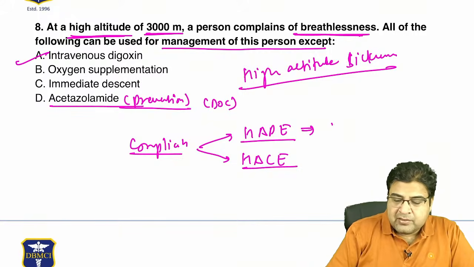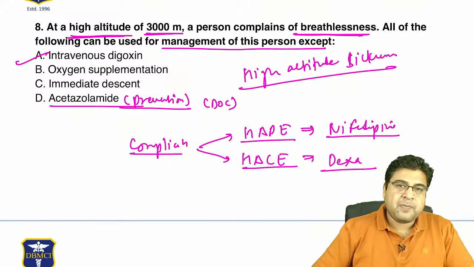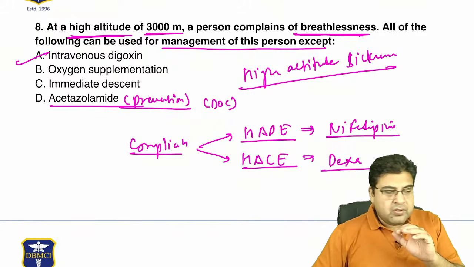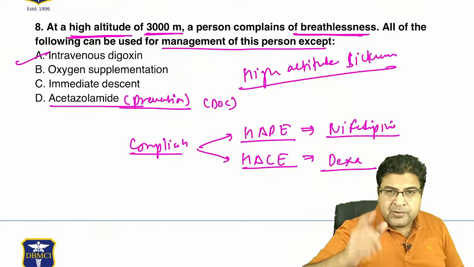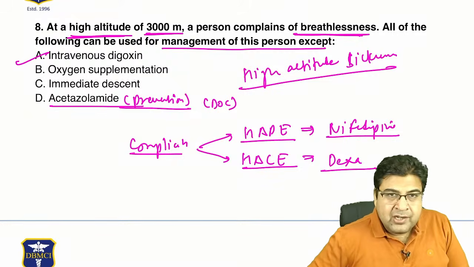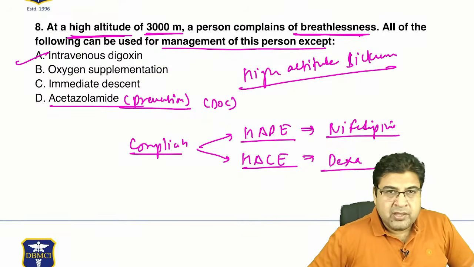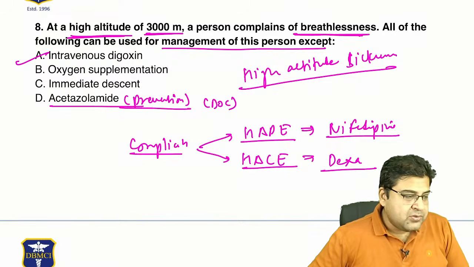So here we will mark the best medicine as nifedipine, and for cerebral edema, we will mark the best medicine as dexamethasone. So for high altitude cerebral edema, dexamethasone. For pulmonary edema, nifedipine. So if I'm marking the answer as A, I'm doubtful whether actually digoxin was given in the question or not. Maybe they have given dexamethasone in the question.